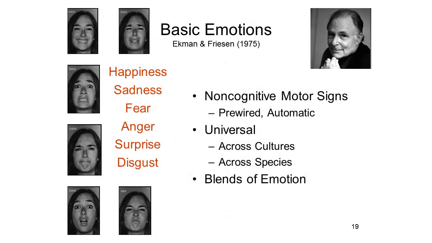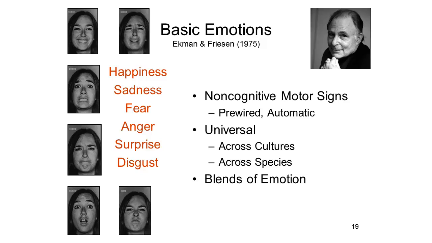Based largely on Darwin's evolutionary theory, Paul Ekman, a psychologist at the University of California, San Francisco, who was in fact a student of Sylvan Tompkins, has proposed that there is a small set of basic emotions, each associated with a particular facial expression. These facial expressions are part of our biological endowment. They're pre-wired, they're innate, they occur automatically, and in some sense they're non-cognitive. They're like reflexive responses to particular kinds of stimuli. These facial expressions are motor signs of our emotional experience. They communicate our internal emotional states to other people.